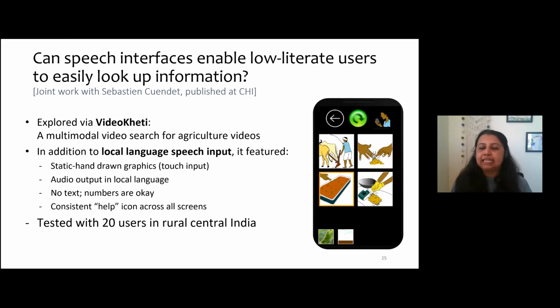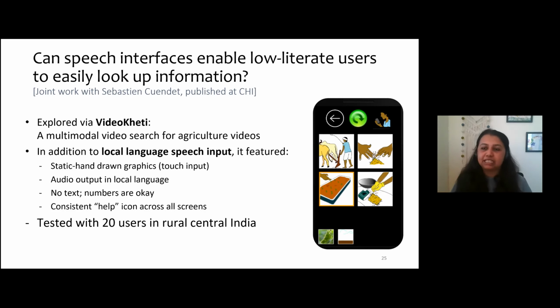We designed this system. We call it Video Kitty. It is a multimodal video search application to look up agriculture videos. So imagine something like YouTube, but you can look up videos without having to type. You can just choose a video by graphic, or use local language speech. The graphics were static hand-drawn images like we had previously seen, which you could select by touch input. Every graphic had an audio output in the local language.